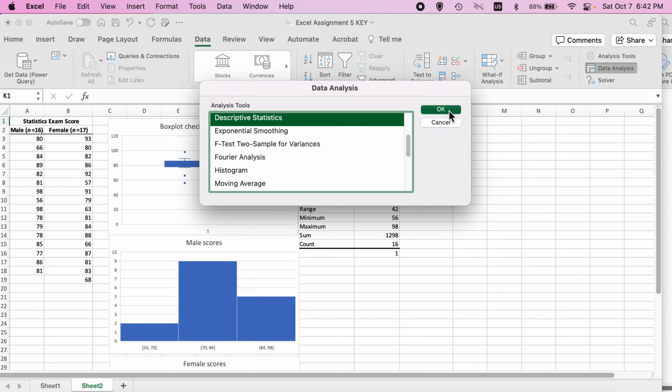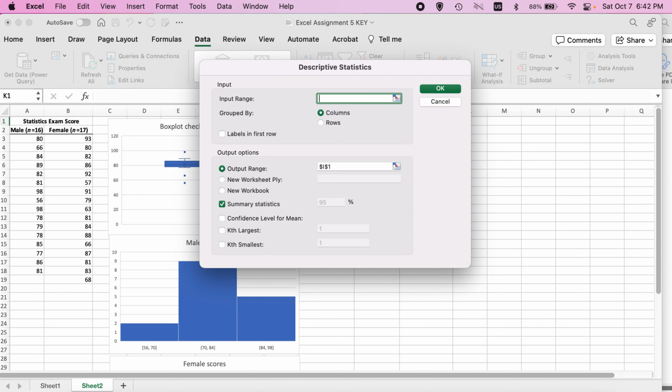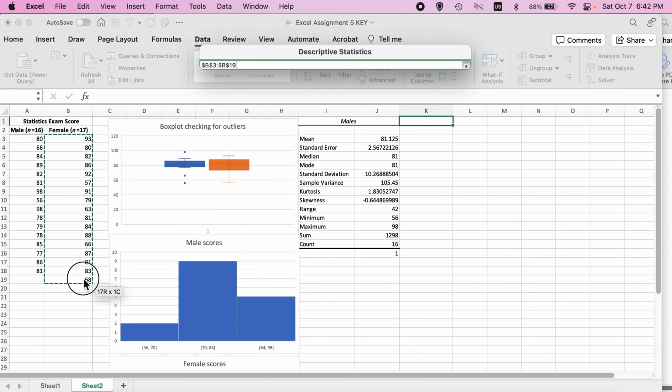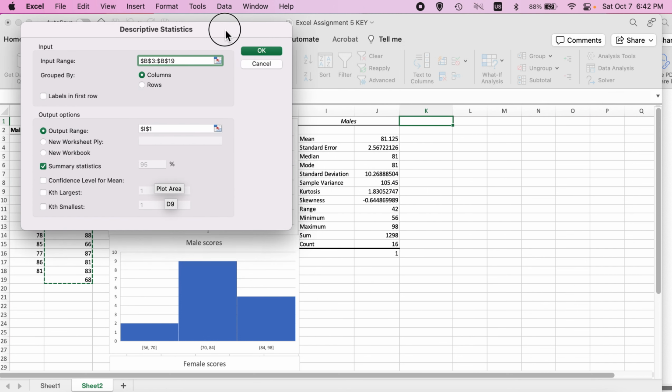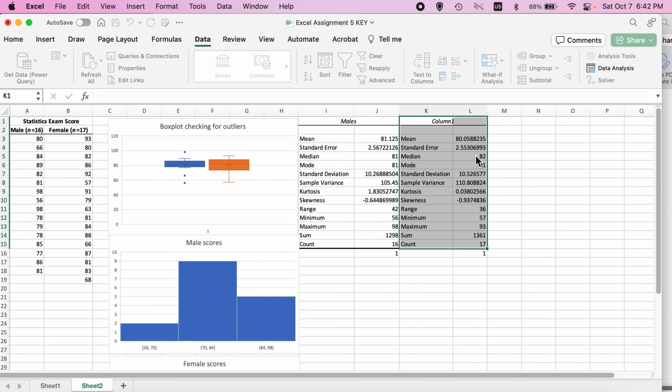Descriptive statistics. Put the proper input range. So I'm wanting the descriptive statistics for females. As far as the output range, I would delete that and just click where you want it. And I want it right by the other ones. I have summary statistics checked, and I click OK. And change that to females.